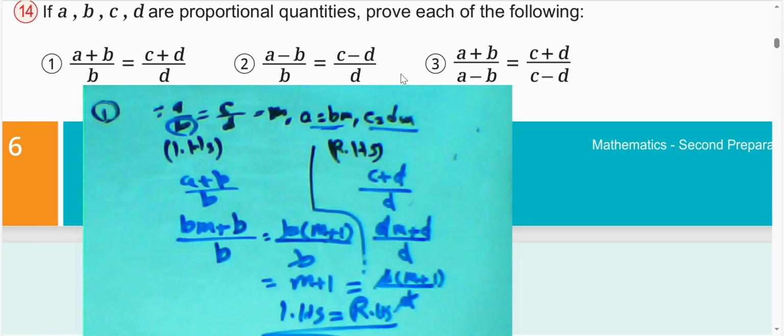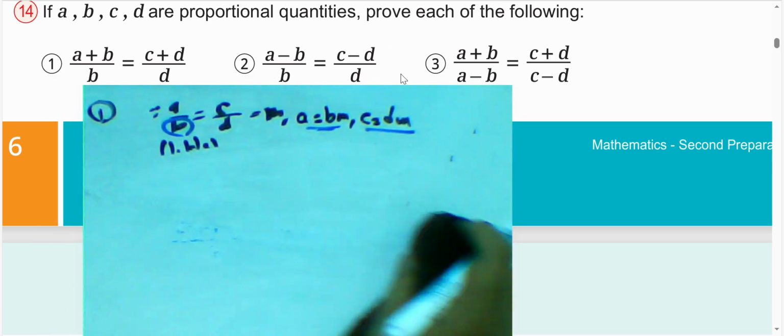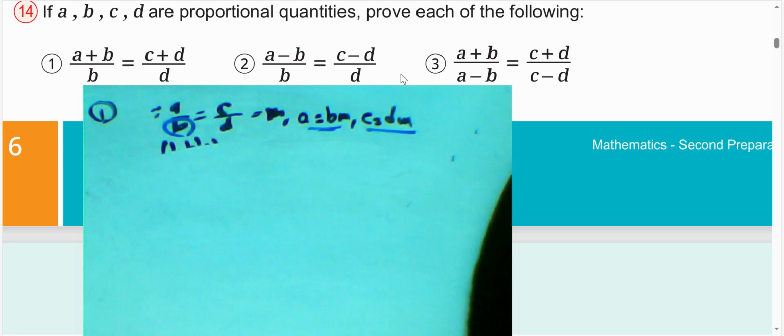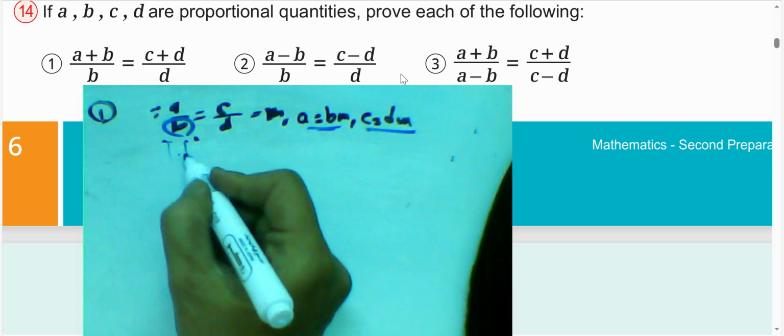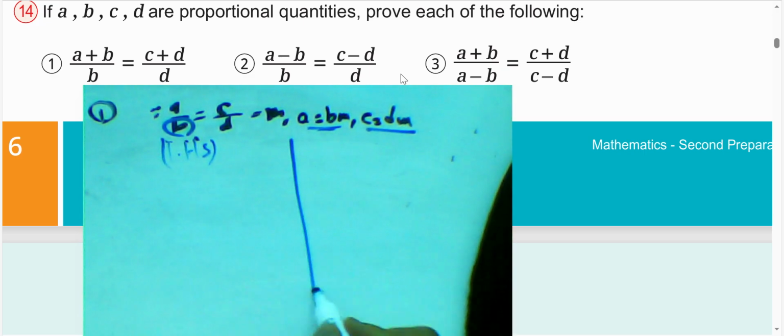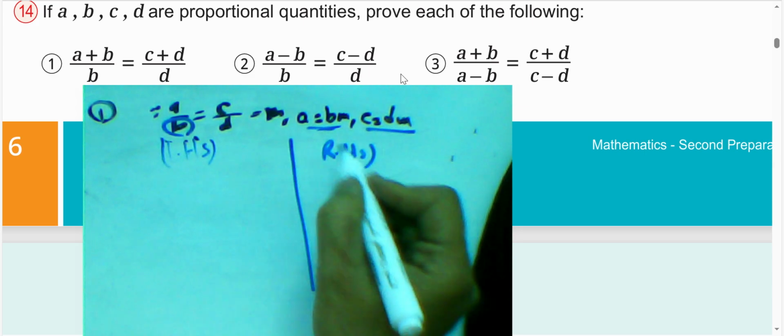Question number 2, we can use this property also to prove that left hand side equals right hand side. Start from left hand side and right hand side.